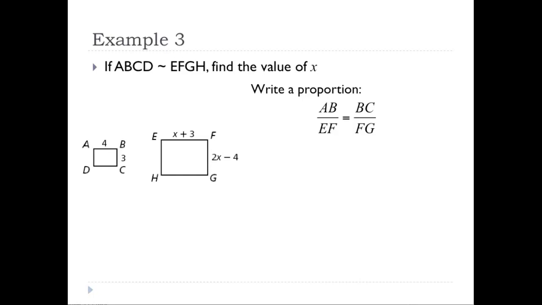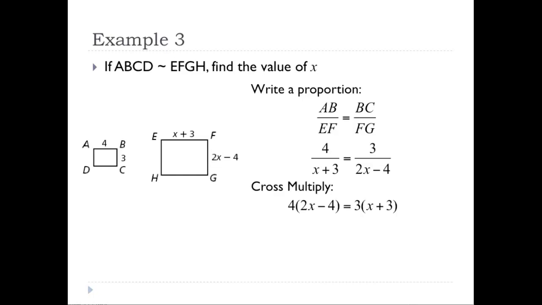Then I kept the same corresponding parts, so AB with EF, and then for the second ratio, I again started with the rectangle on the left, so BC, and BC corresponds with FG. Now we're going to substitute for each of these. So we have 4 over x plus 3 equals 3 over 2x minus 4. From here we can cross multiply, and we have 4 times 2x minus 4 equals 3 times x plus 3.